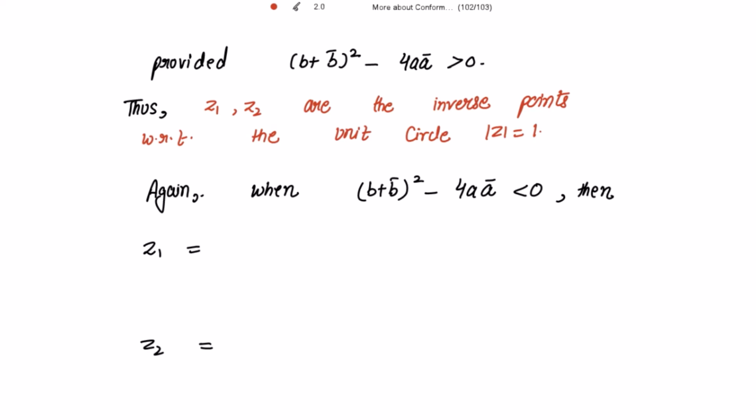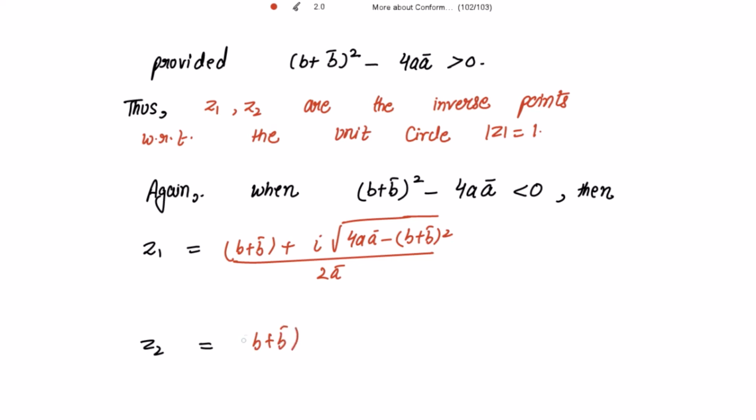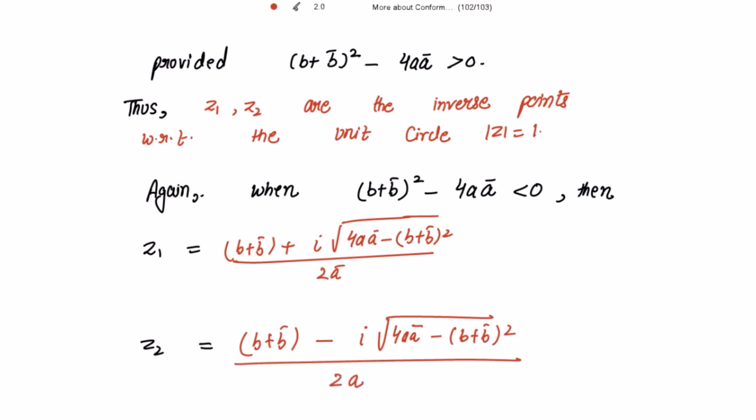Again, if the discriminant is negative, then what are the roots? So z1 equals b plus b bar plus iota square root of 4aa bar minus b plus b bar whole square, yes, divided by 2a bar. And the other root is b plus b bar with minus sign iota square root of 4aa bar minus b plus b bar whole square divided by 2a bar.